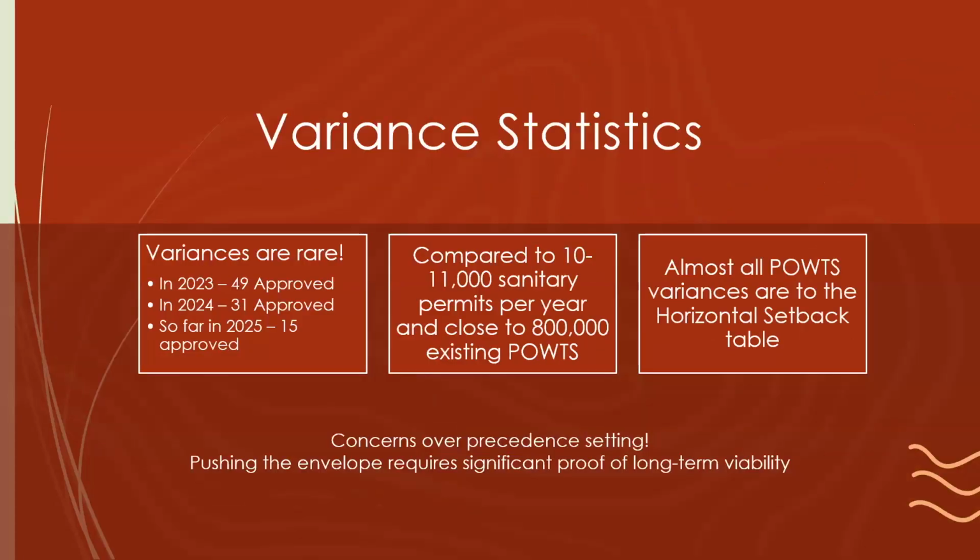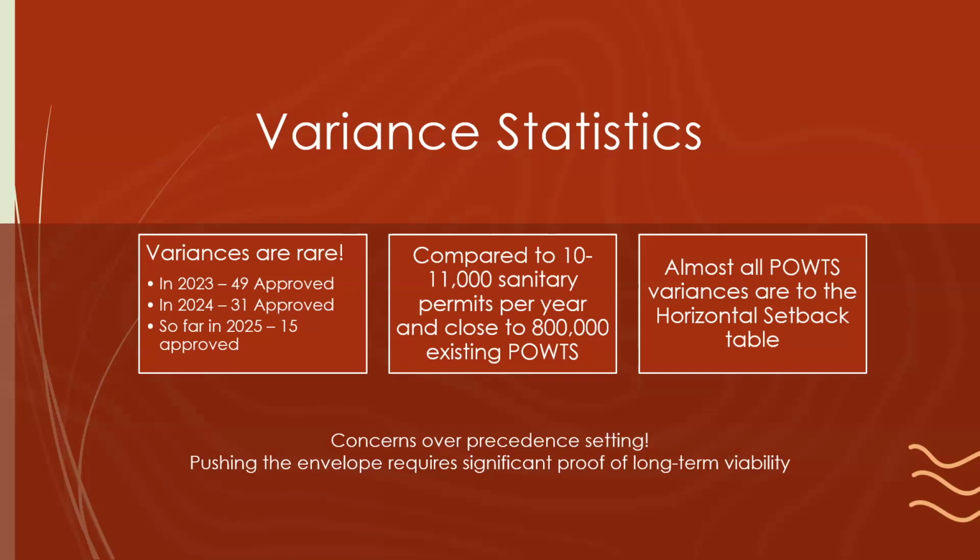So just some brief statistics about variances for POWTS in Wisconsin. So variances are extraordinarily rare. In 2023, there were 49 of them approved. In 2024, 31. And so far in 2025, about 15. So when you compare that to the 10 to 11,000 sanitary permits issued every year, or the close to 800,000 existing POWTS that are out there, you can see the variances are very rare. So we talk about them a lot, but an actual approval of a variance is not a common occurrence.